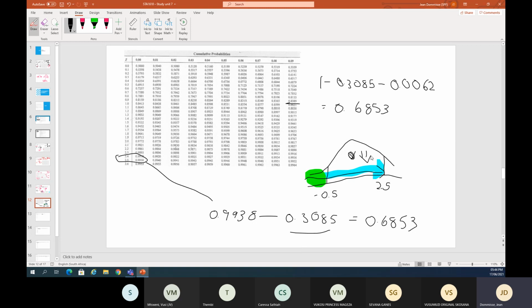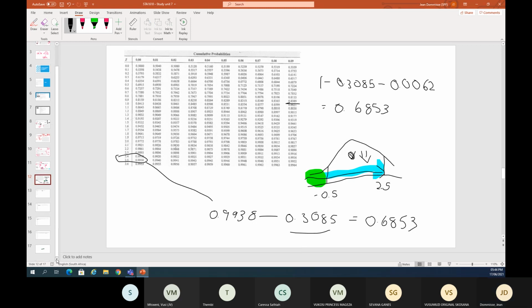Again, both methods give you the same answer. Use whichever one you feel most comfortable with in getting to a final answer. Okay, questions on this before we go into the sample proportions?